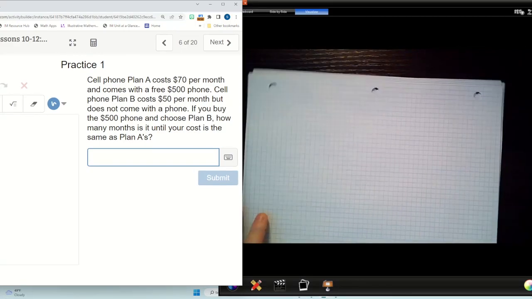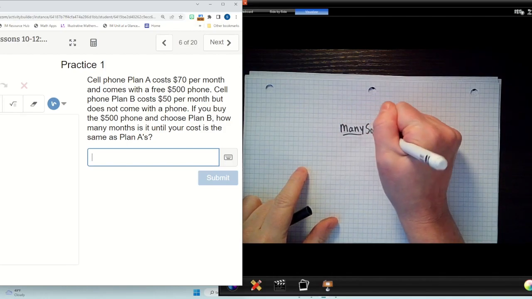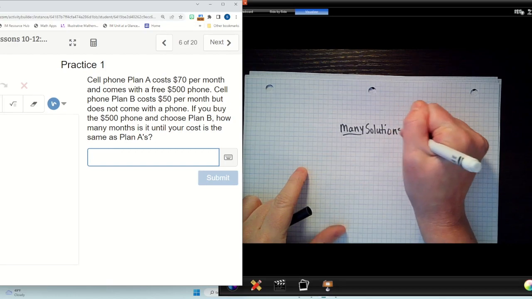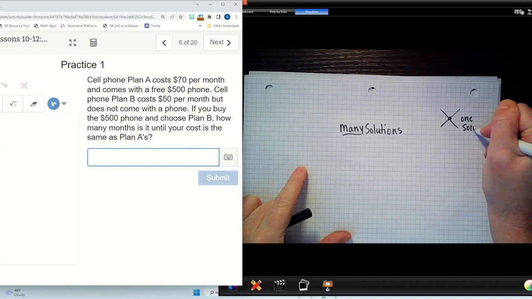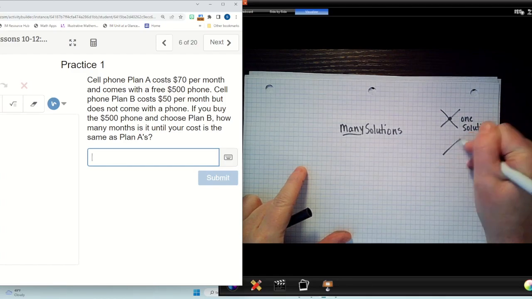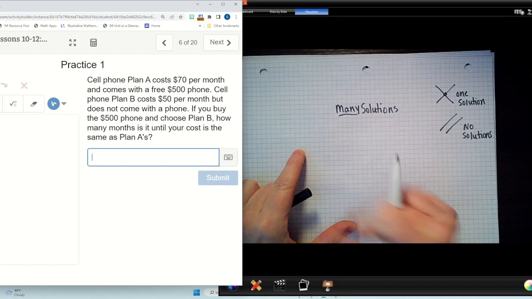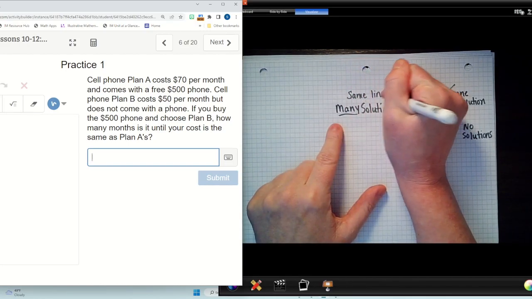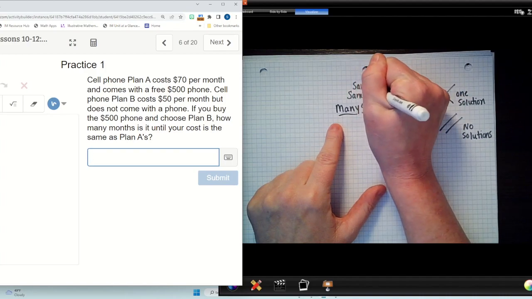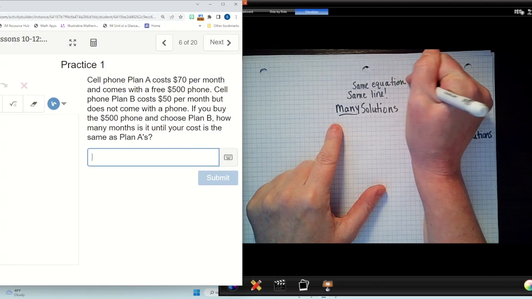Here's an example where there would be many solutions. Okay, so you have crisscross, which is one solution. You have parallel, which is no solutions. And then sometimes you have them where they have many solutions. Many solutions is they're the same line. So if they're the same line, the same equation, that means there's all kinds of solutions. We could sit here all day long.